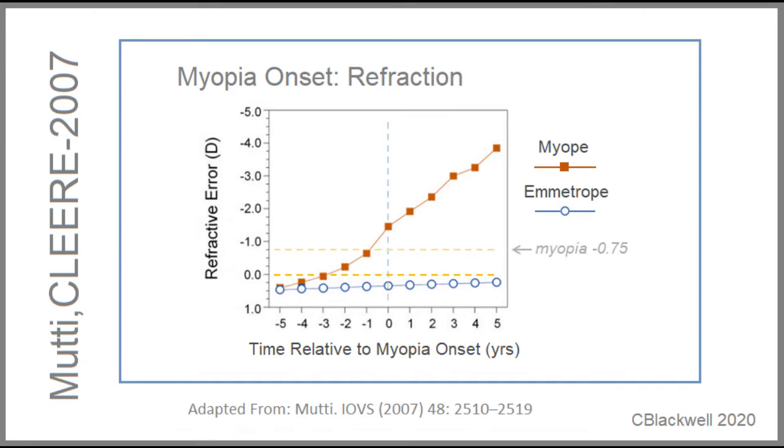Here, the x-axis is not age. Rather, this study is based on the time of myopia onset, which is taken as the first visit greater than -0.75 diopters. Note, at 5 and 4 years before myopia, both groups start very close together, about half a diopter hyperopic. By year +5, hyperopes change only about 1/4 of a diopter, while myopes reached an average of -3.8 diopters.